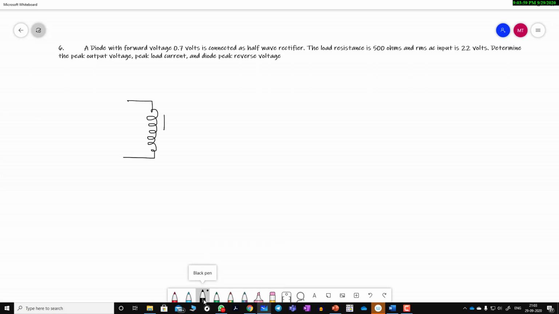Initially it contains a step-down transformer, diode, followed by load RL. This is nothing but load resistor RL, and here we will apply input. The load resistance is 500 ohms and RMS AC input is 22 volt.